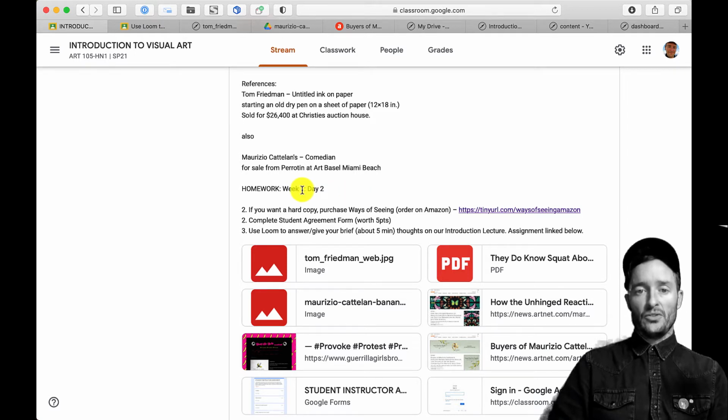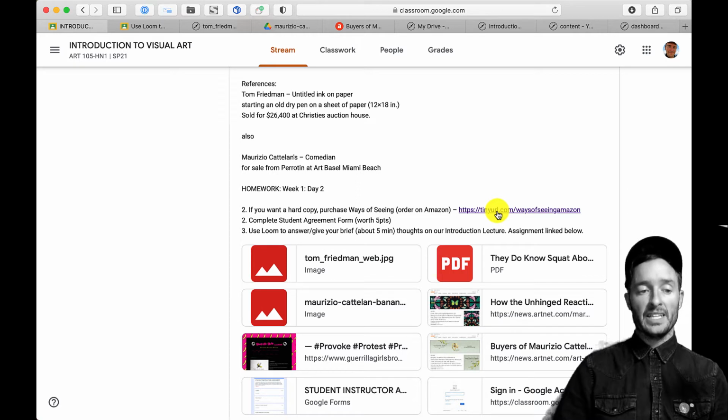In addition to that, make sure by this Thursday as well to complete your student agreement form, which I've linked here. If you want to purchase a hard copy of our text, Ways of Seeing, start thinking about doing that now. I'm going to give you the entire text as a PDF, so if you want to read it digitally or print it out yourself, that's totally your option. If you want to have the book, it's very cheap. You can buy them used for about $5.